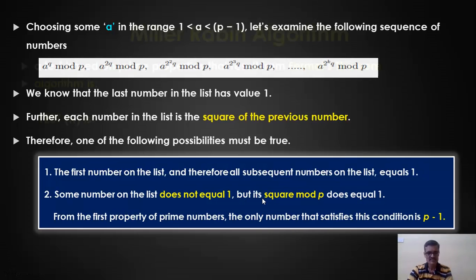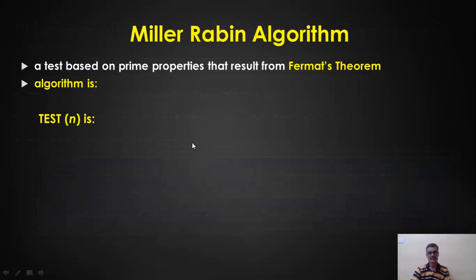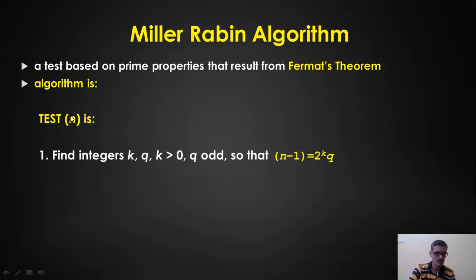Now, let us understand this by using the example. This is the algorithm, Miller-Rabin algorithm steps. We will apply those conditions to this particular test and let us verify whether the given number is prime or not. So, I have taken a number n. This is my algorithm.